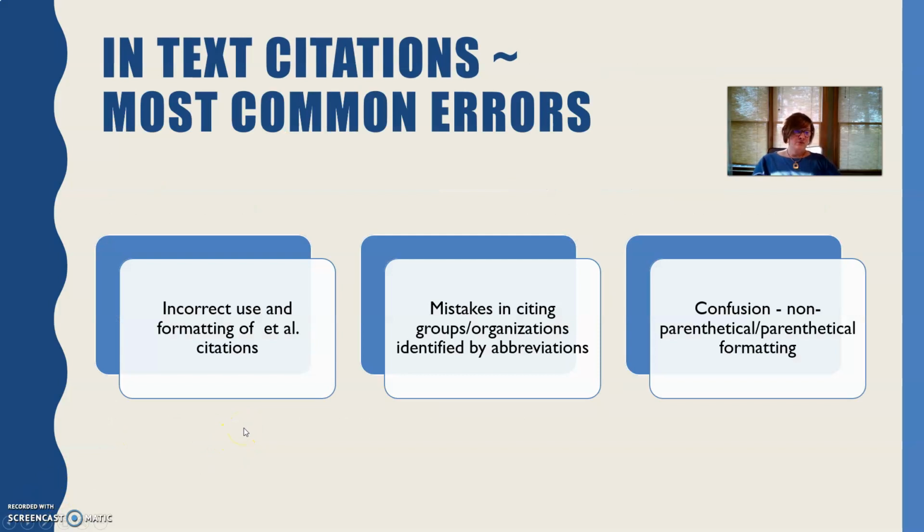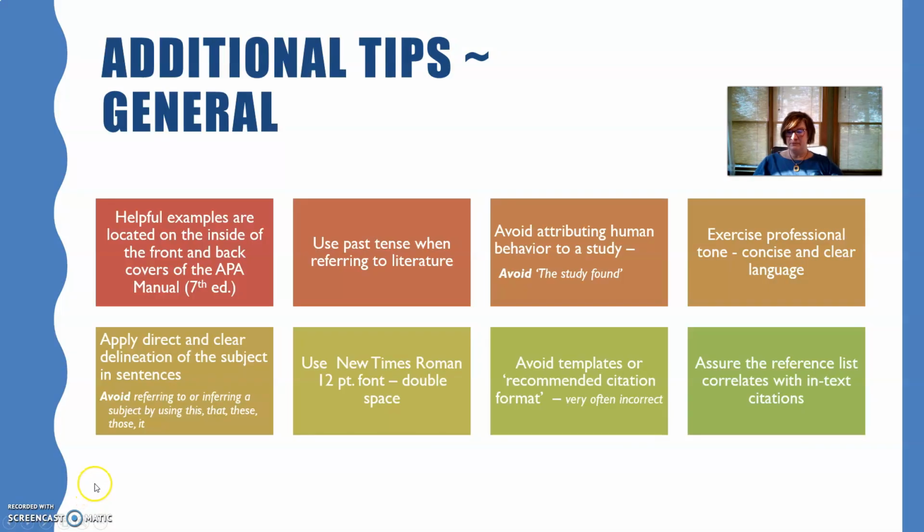So some of the most common issues with the in-text citations are that et al. needs that period right afterwards, and just know that once you indicate the authors, then you need to use the et al. format. Other mistakes are citing different groups and identifying them by abbreviations, and confusion on whether to use the ampersand or the word "and" when we're using parentheses versus non-parentheses in the citations.